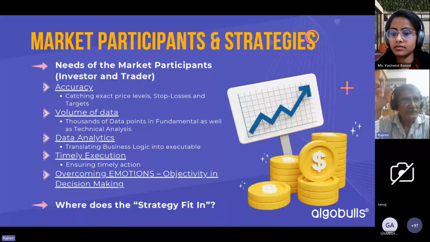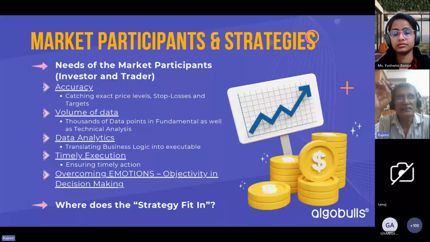Now, strategies by themselves have no existence really unless they are catering to the needs of the market participants. So without the market participants, strategies do not have any meaning. It's not a theoretical science where you do the research just for the sake of it and come out with different theorems and axioms and theoretical principles. Strategy is basically a part of applied science, I can say. So for that, we need to first understand what is required, what is needed by the market participants.